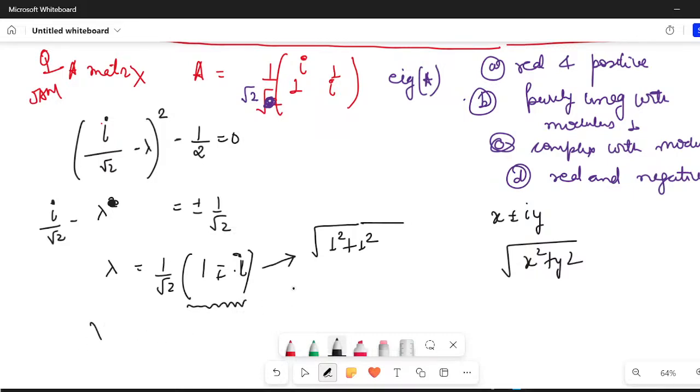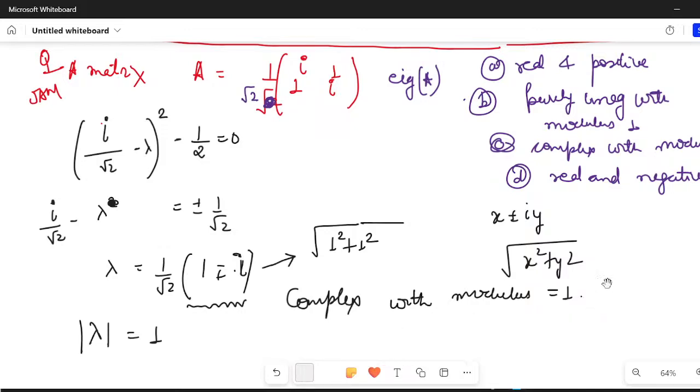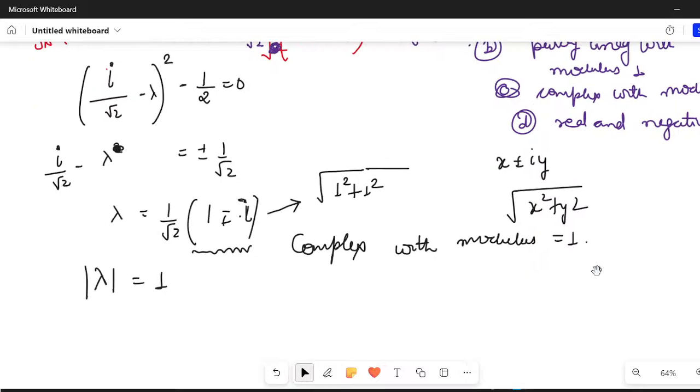So my eigenvalues would be complex with modulus equal to 1. I hope it is clear. So the option would be complex with modulus 1.